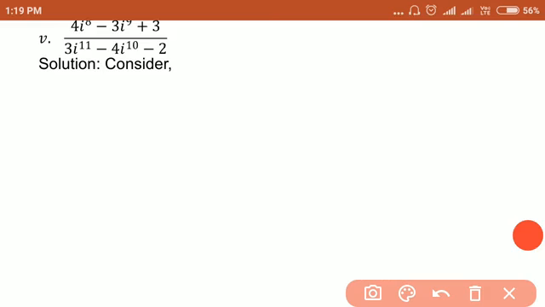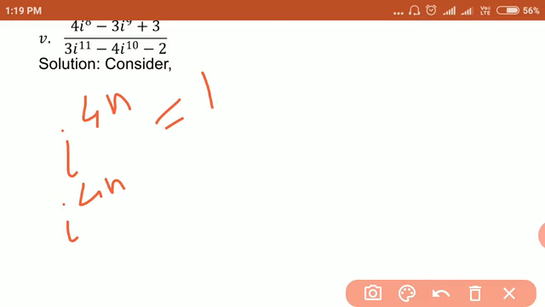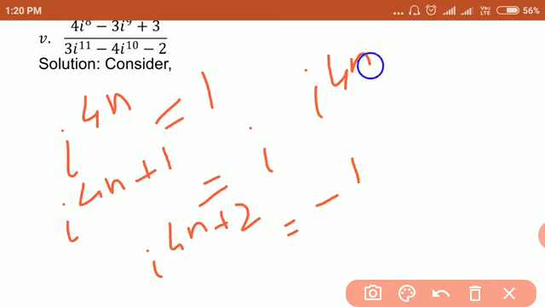In the powers of i, we generalize the result as i^(4n) = 1, i^(4n+1) = i, i^(4n+2) = -1, i^(4n+3) = -i. Okay, i^(4n) is equal to 1. i^(4n+1) is i. i^(4n+2) is -1. i^(4n+3) is equal to -i. We use this result to simplify this expression.